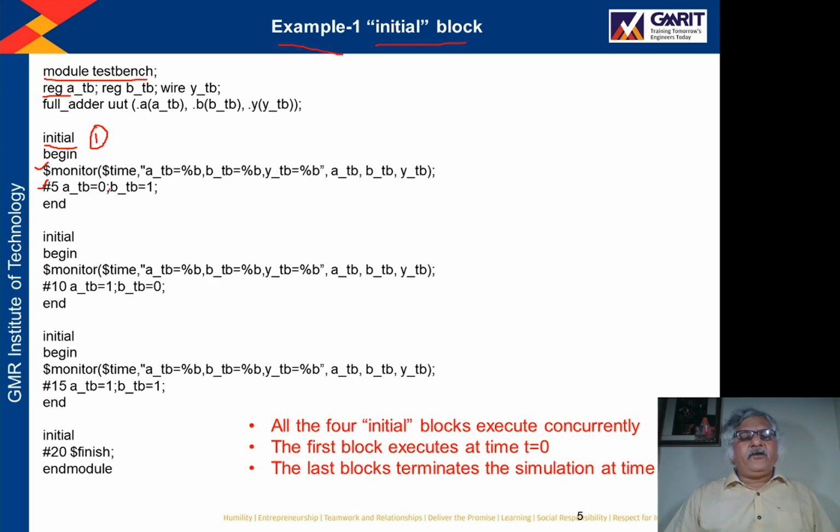a_tv is equal to 0, b_tv is equal to 0. So this is our stimulus. These values are to be given to my input ports of the half adder. So these two statements are written inside begin and end.